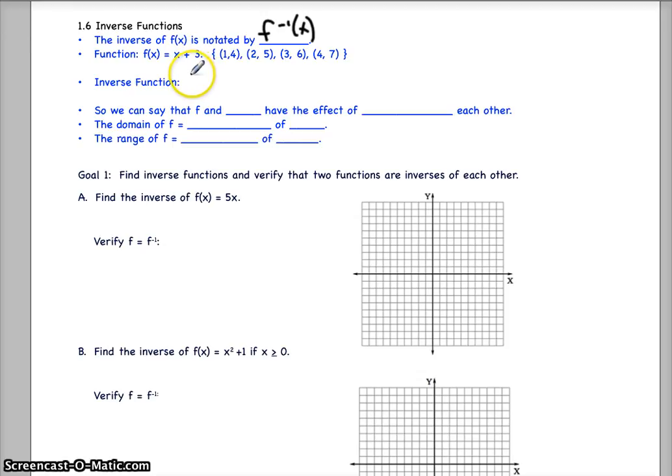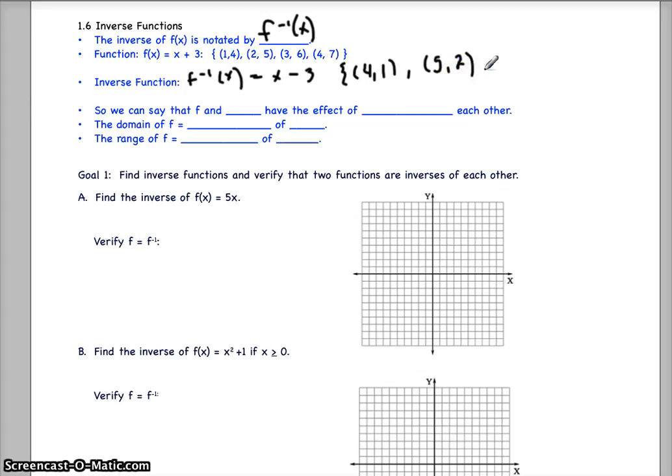Now I want you to think about, if the original function is x plus 3, what's the inverse operation of adding 3? And if you said subtracting 3, you would be correct. Okay, so let's see what happens when we subtract 3. If we plug in an x coordinate of 4, 4 minus 3 is 1, and we have an ordered pair of 4, 1. Let's plug in an x coordinate of 5. 5 minus 3 is 2.